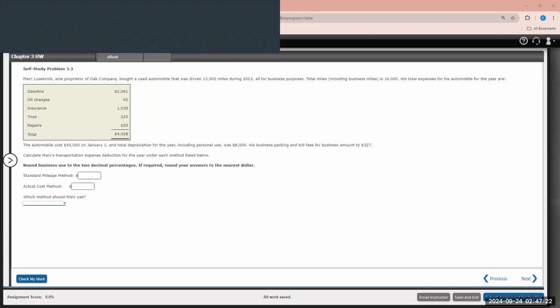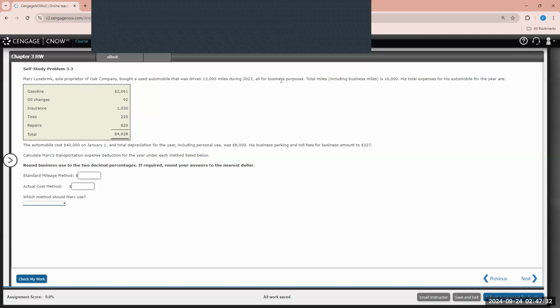So in this example, it says Mark Lewsbrink, sole proprietor of Oak Company, bought a used automobile that was driven 13,000 miles during 2023, all for business purposes. Perfect, we don't need to allocate anything. So total miles, including business miles, is 16,000. We know the total business miles, and we know the total miles. Since only 13,000 is business mileage, then the other 3,000 to get to 16,000 would be personal or commuting or something like that.